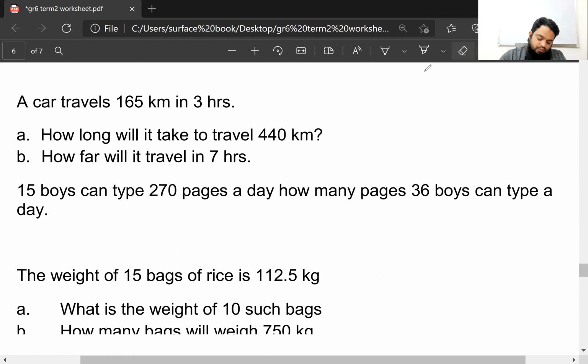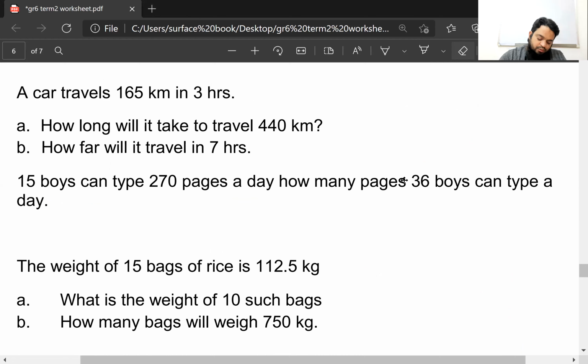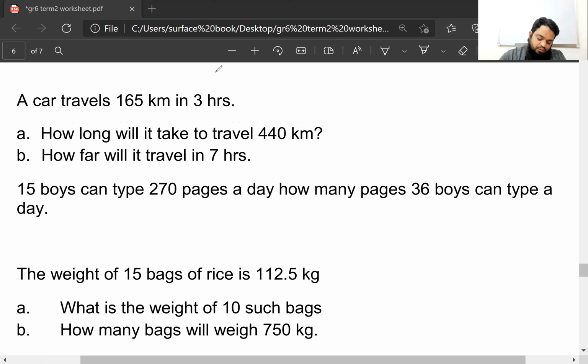A car travels 165 kilometers in 3 hours. A car travels how much? 165 kilometers in 3 hours. So how long will it take to travel 440 kilometers? Very simple, but let us do it. See, 165 kilometers in 3 hours. Okay. So distance traveled, let us write now, 165 kilometers in 3 hours.